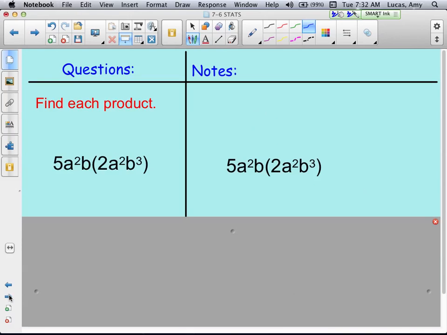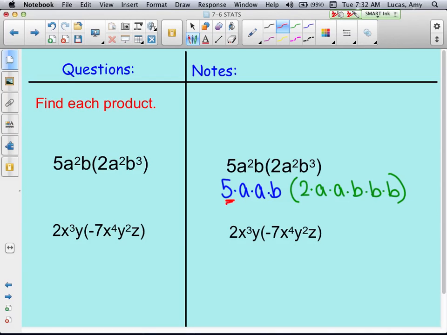Here's another one with two monomials. So again, expand this, and if I regroup, 5 times 2 is 10, and then I can count, I have 2 a's here and 2 a's over here, so a to the fourth, and then 1 b and 3 b's, b to the fourth. So that's just an example of two monomials that have multiple variables instead of just having one variable each.